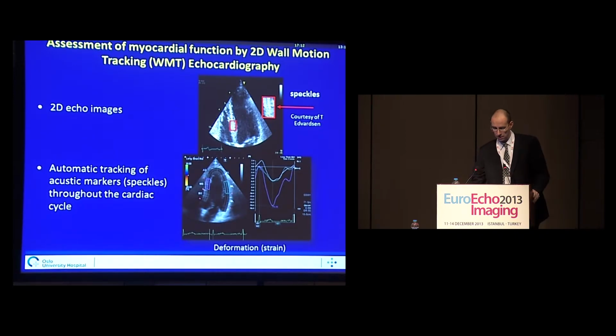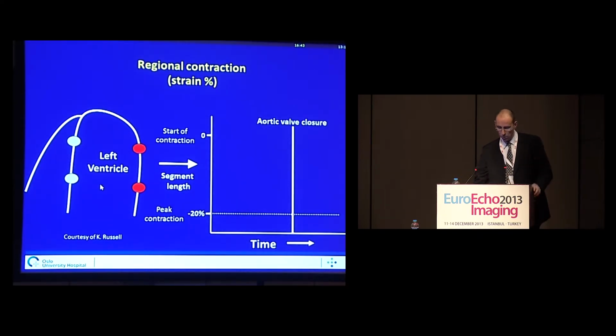So how can we assess myocardial function? We can use 2D wall motion tracking. This will be a repetition after Dr. Pandian. The method uses 2D echo images where these acoustic markers, also called speckles, are identified by the software, and then they are tracked throughout the cardiac cycle from frame to frame.